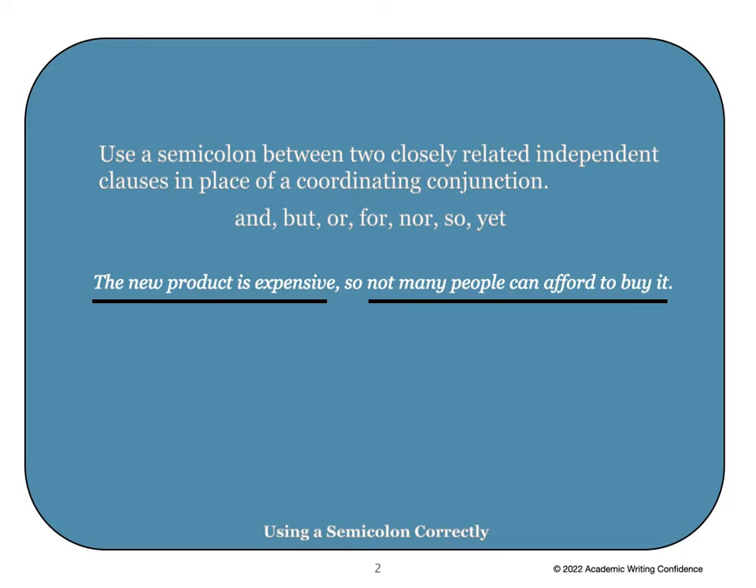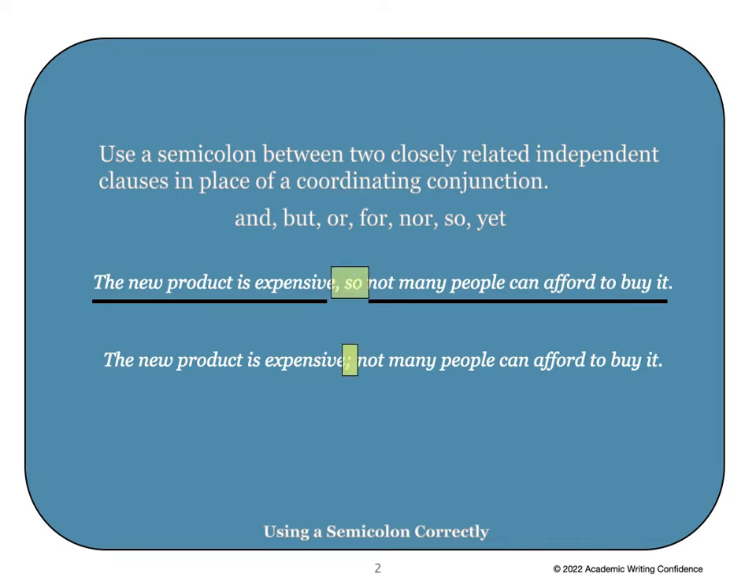We can put a semicolon into this sentence in this way. The new product is expensive; not many people can afford to buy it. We have replaced the comma and the word so with a semicolon. This is one of the most common ways that a semicolon is used in a sentence.